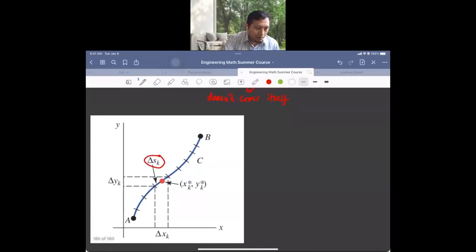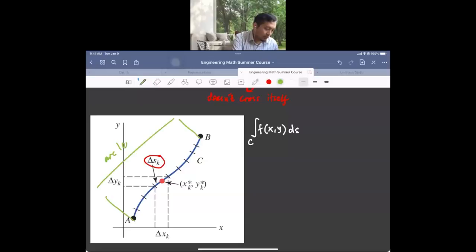So the line integral means that we are going to have f of x, y, and then ds. So instead of dx as in a definite integral, we are going to integrate with respect to ds. ds is the arc length. Okay, this is the arc length. So we know the arc length, right? Remember the arc length definition.